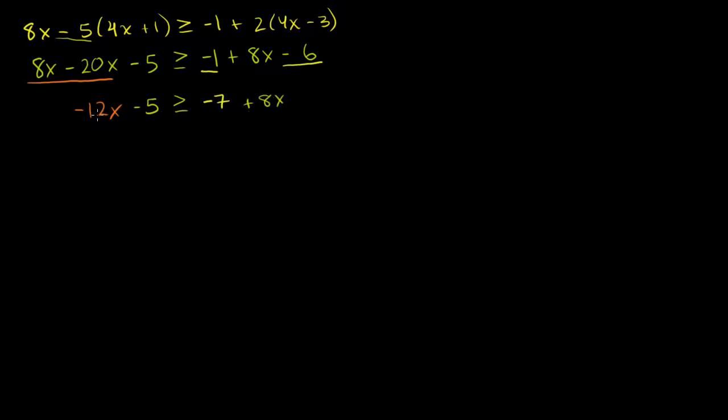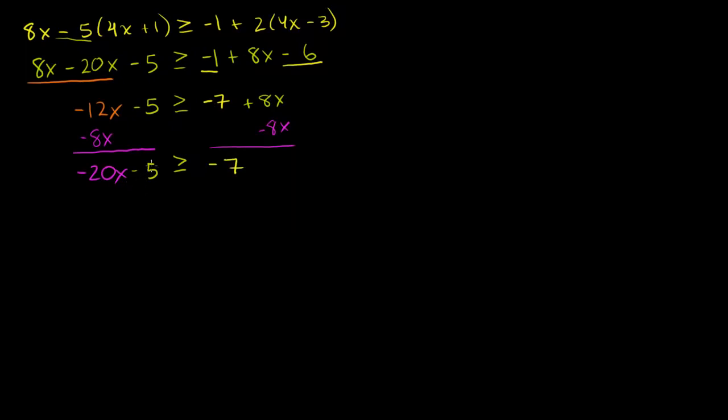Now I like to get all my x terms on the left-hand side, so let's subtract 8x from both sides of this equation. On the left-hand side, negative 12 minus 8 is negative 20, so negative 20x minus 5. Once again, no reason to change the inequality just yet. All we're doing is simplifying the sides, adding and subtracting from them. The right-hand side becomes, this thing cancels out. 8x minus 8x is 0. So you're just left with a negative 7.